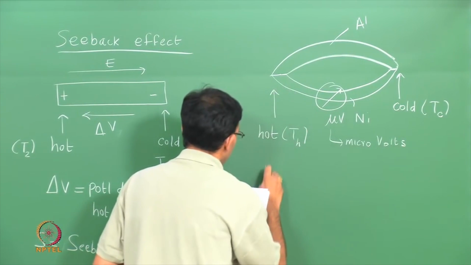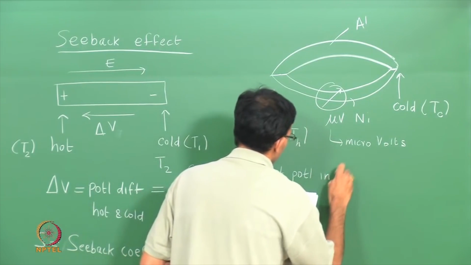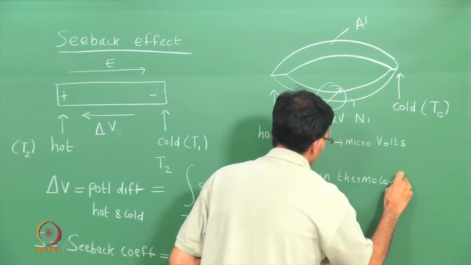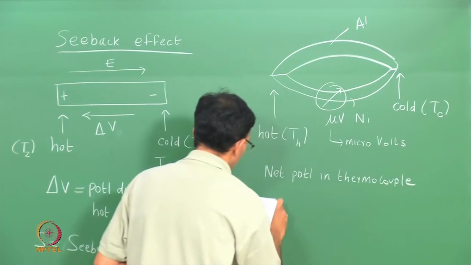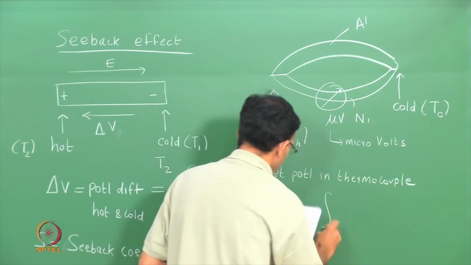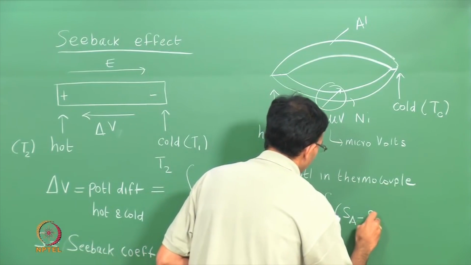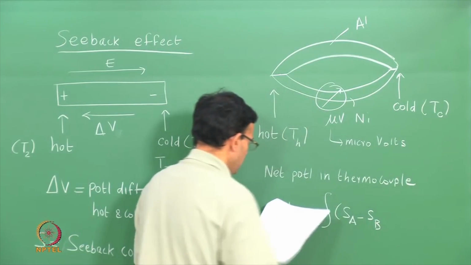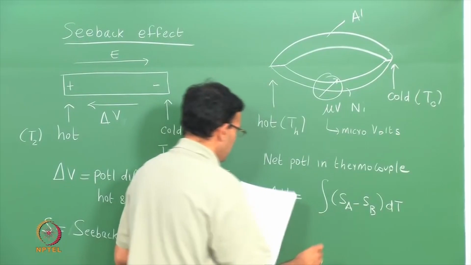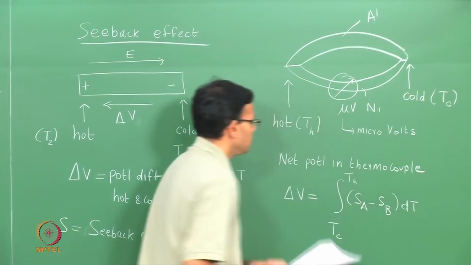And this net potential in the thermocouple, let me call it delta V, depends upon the difference in the Seebeck coefficients. So, if you have two materials A and B, in this case nickel and aluminum, it is the integral of (SA minus SB) dT, and the integration goes from the cold end to the hot end.